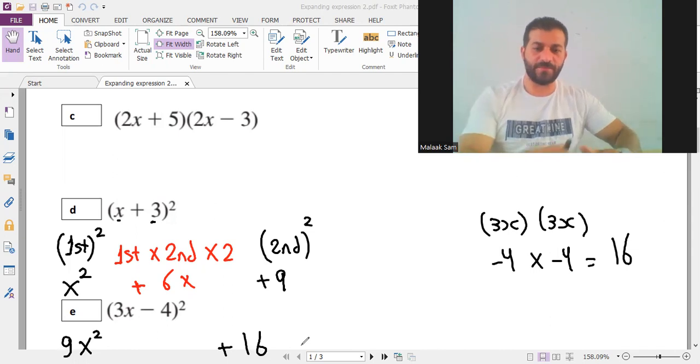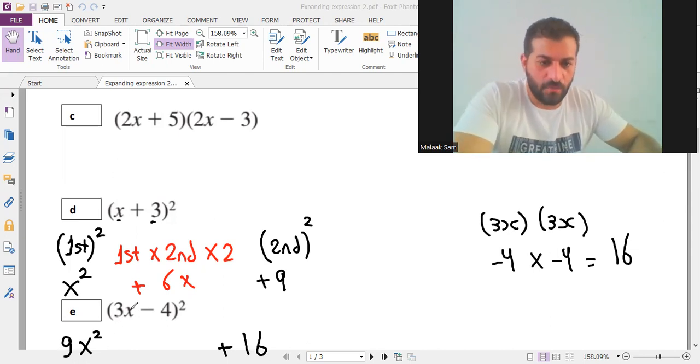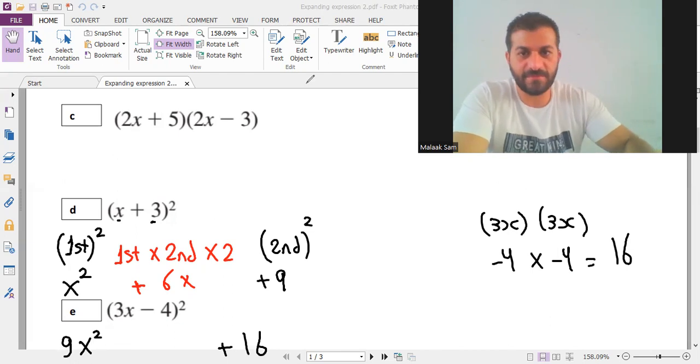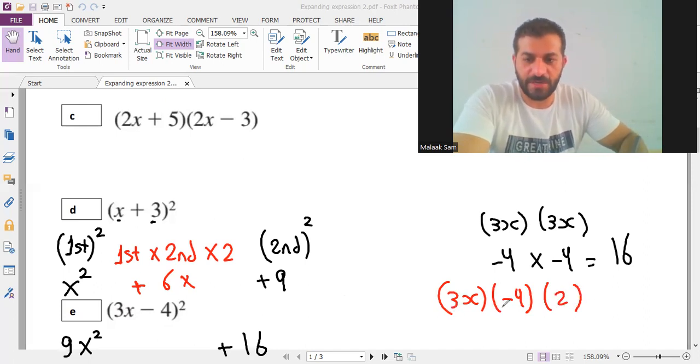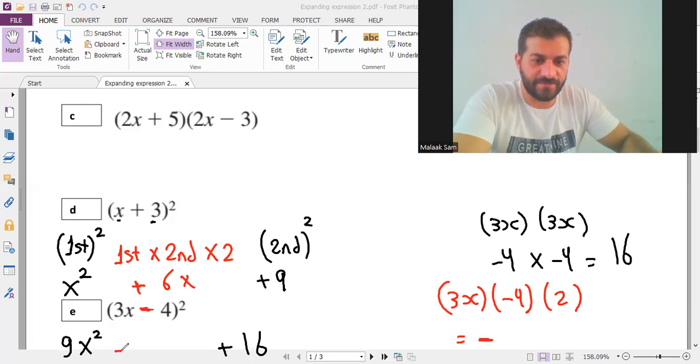The first square, the second square, and what is in the middle? The first, which is 3x, multiplied by the second, which is negative 4, multiplied by 2. So positive times negative times positive will be negative. And we can put the sign directly. Okay, and 3 times 4, 12. 12 times 2 is 24. So we write negative 24x.